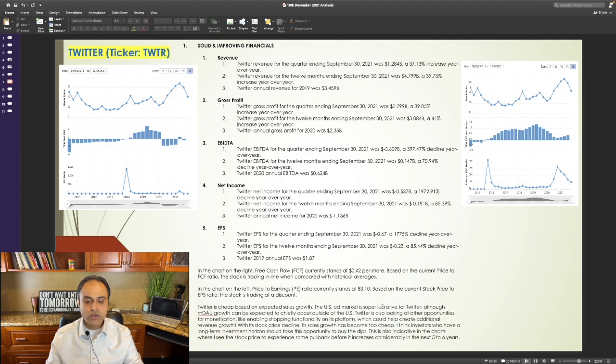The US ad market is super lucrative for Twitter, although MDAU growth can be expected to chiefly occur outside of the US. Twitter is also looking at other opportunities for monetization, like enabling shopping functionality on its platform, which could help create additional revenue growth. With its stock price decline, its sales growth has become too cheap. I think investors who have a long-term investment horizon should take this opportunity to buy the dips. This is also indicative in the charts, where I see the stock price to experience some pullback before it increases considerably in the next 5 to 6 years. Now, let's take a look at the charts of Twitter.